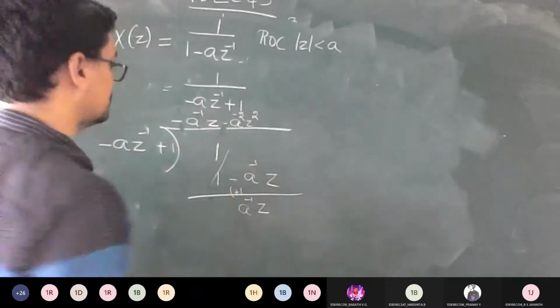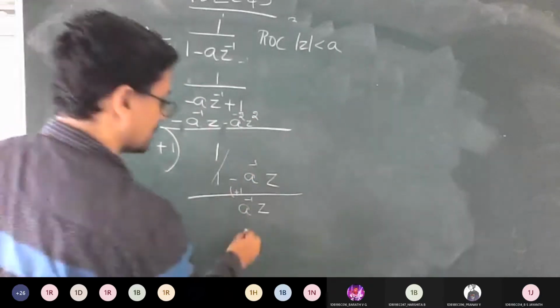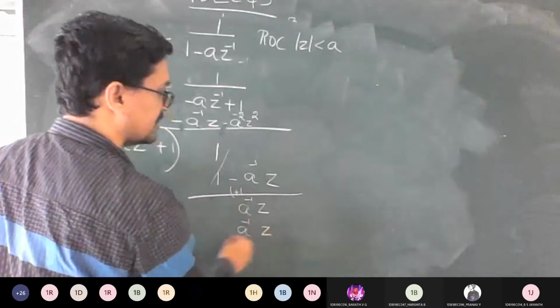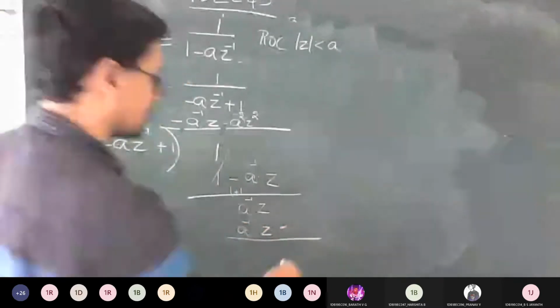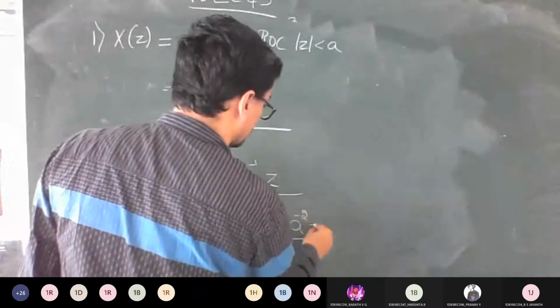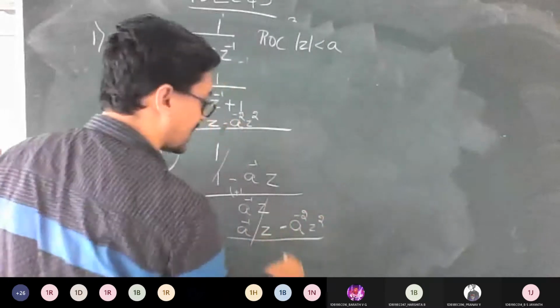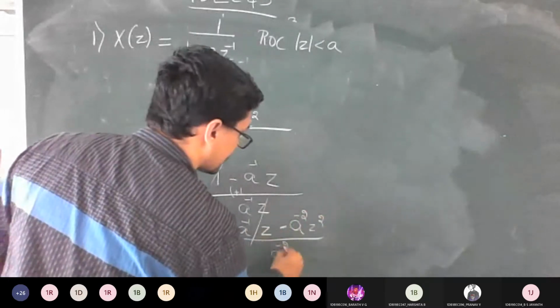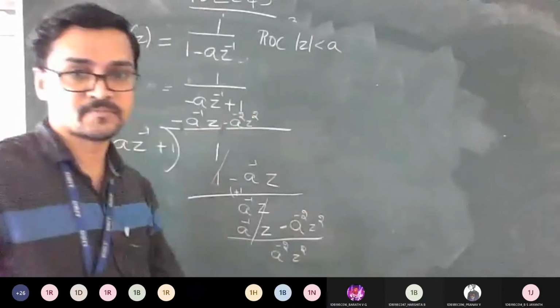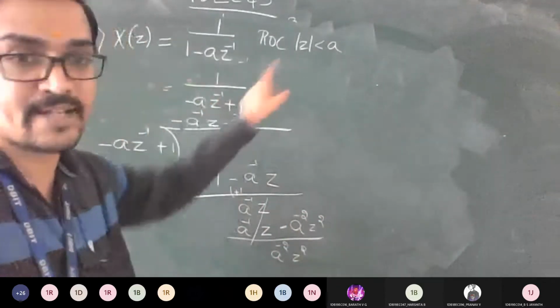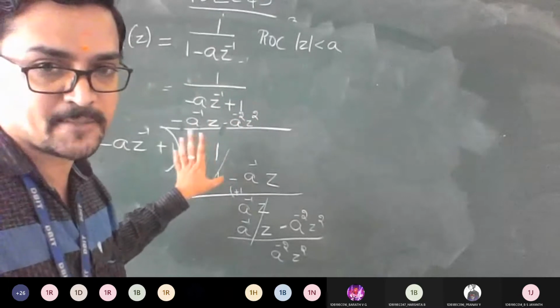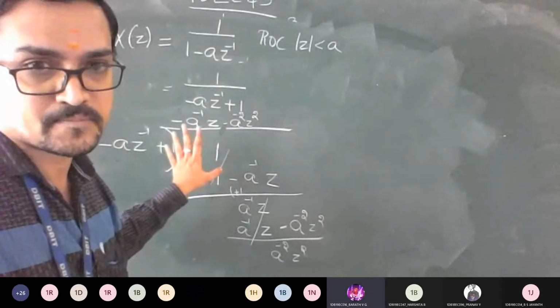So this will become a power minus 1 z, then minus a power minus 2 z raised to 2. So these get cancelled. Left out is a power minus 2 z raised to 2. I hope you understood, everyone? A small change is what you should do with respect to z less than a. Am I clear here or not? Is it okay? Yes, sir.